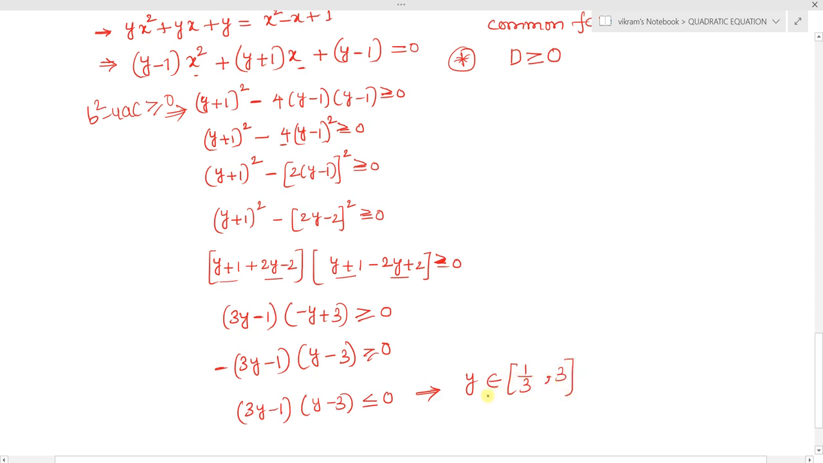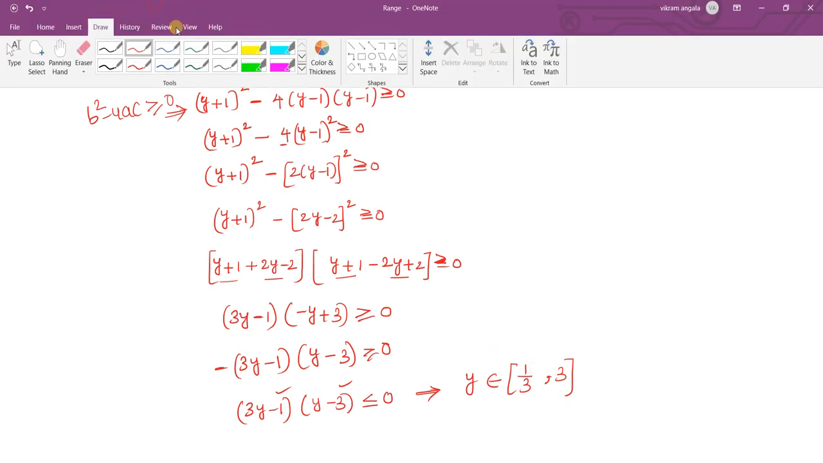Less than or equal to means y lies between the smaller and larger values, where y equals 1 by 3 and y equals 3. That means we obtain y belongs to 1 by 3 comma 3. Okay, I think you understand how to solve these types of problems.